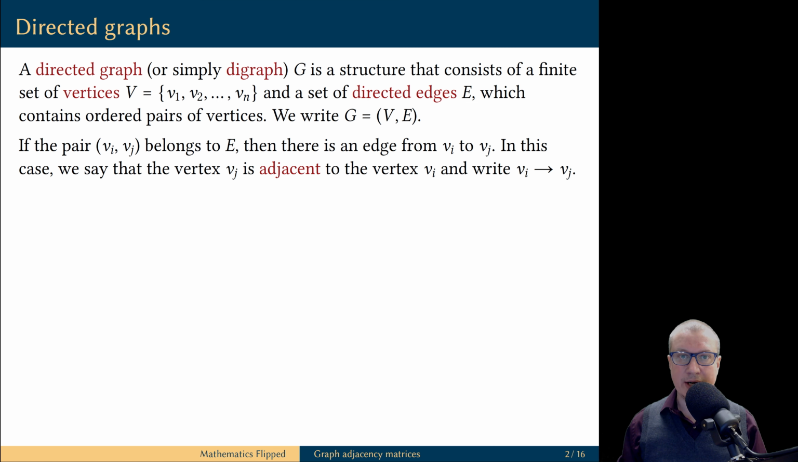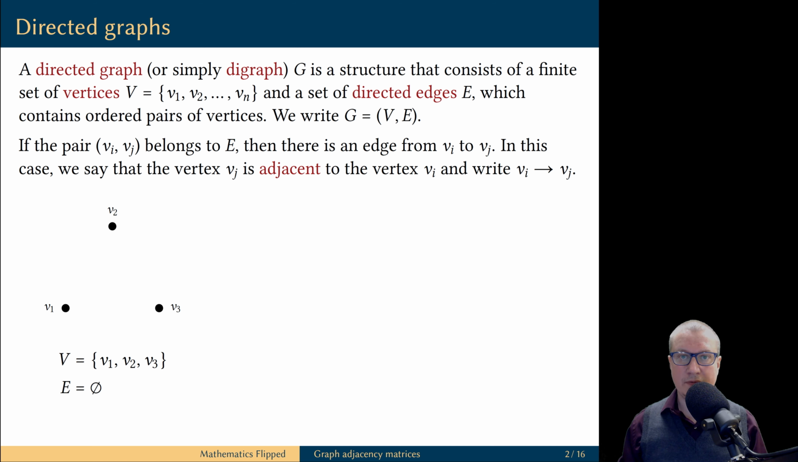A directed graph, or simply a digraph G, is a structure which consists of two sets, a set of vertices and a set of directed edges, which are simply ordered pairs of vertices. If an ordered pair of vertices vi, vj belongs to the set E of edges, then we say there is an edge that goes from the vertex vi to the vertex vj, and we say that the vertex vj is adjacent to the vertex vi.